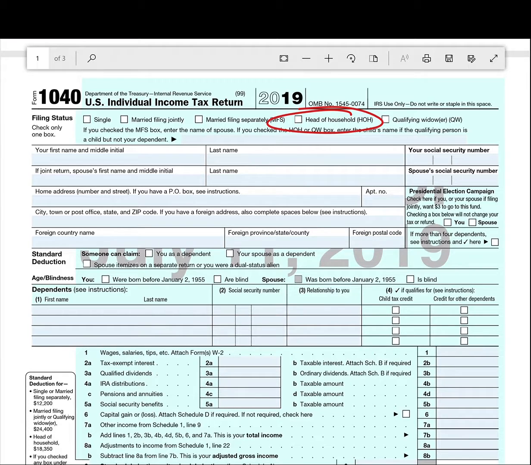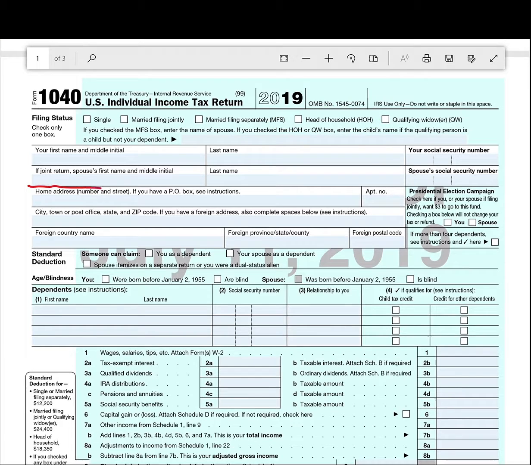You must be able to claim the child as a dependent. However, there is an exception for this if you cannot claim the child as a dependent because the non-custodial parent is actually claiming them using the rules for children of divorced or separated parents. The IRS offers a free interactive tax assistant online that can help you determine what your filing status is. I will leave a link to it in the description below.